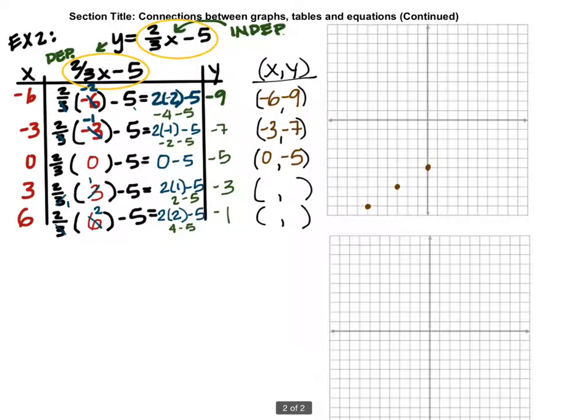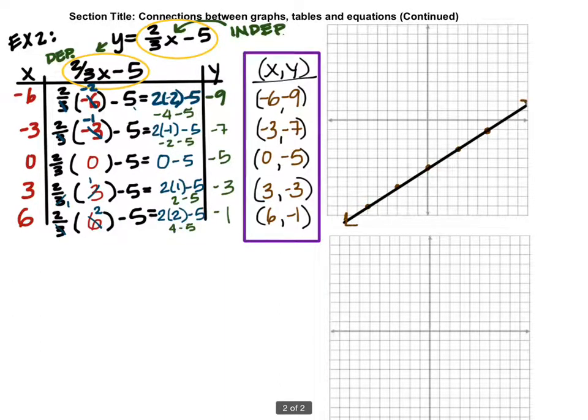Now I've got 2 more points to go. So I'm going to indicate (3, -3) next. So I'm going to go 3 to the right and 3 down. And my last data point that we've created in this substitution table is in fact (6, -1). So I'm going to go 6 to the right and 1 down.